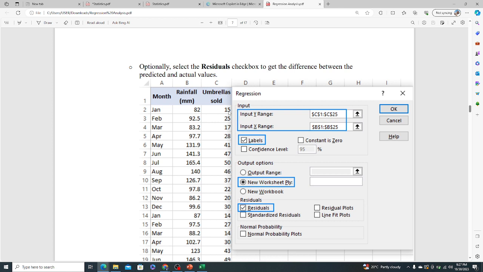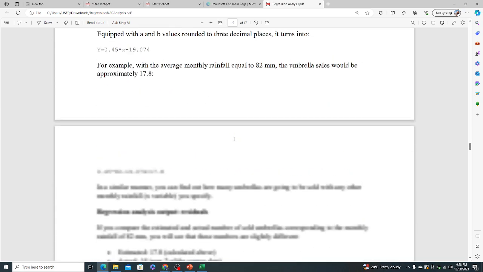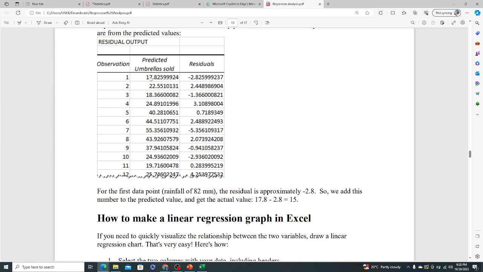Okay, you can see 15 here. Then we have 25 here. Let's just take 15 and 25. Then we have our predicted values here, which is 17 and 22. Okay, so now you can see the residual.